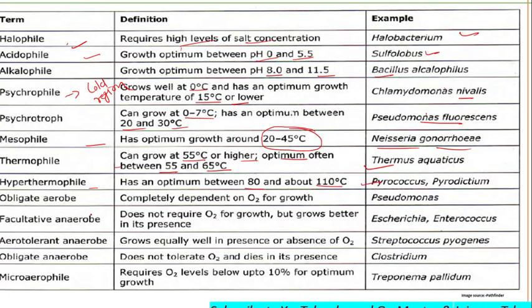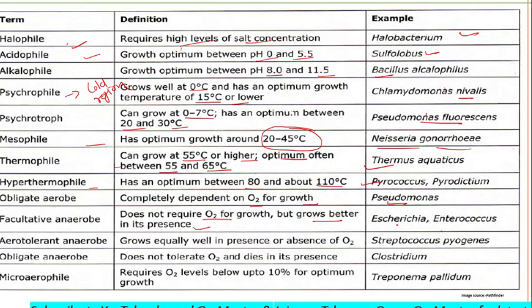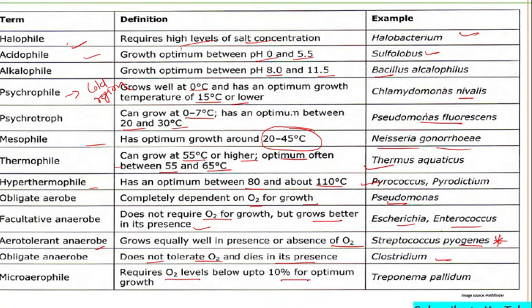Pyrococcus, pyrodictium. Obligate aerobes are completely dependent on oxygen for growth, and an example is Pseudomonas. Facultative aerobes do not require oxygen for growth, but when oxygen is present they grow better, for example Escherichia coli and Enterococcus. Aerotolerant anaerobes grow well in the presence or absence of O2, and Streptococcus pyogenes is an example. Remember this. Obligate anaerobes do not tolerate oxygen and die in its presence, so Clostridium is the answer. Microaerophiles require oxygen levels below 10% for optimum growth, and Treponema pallidum is the example.